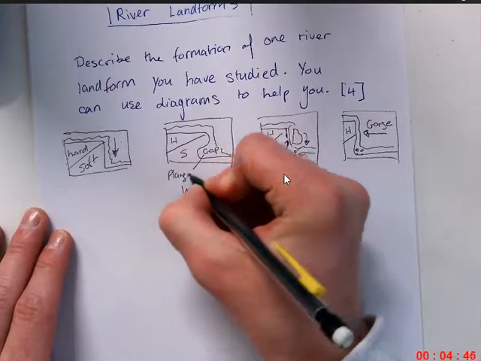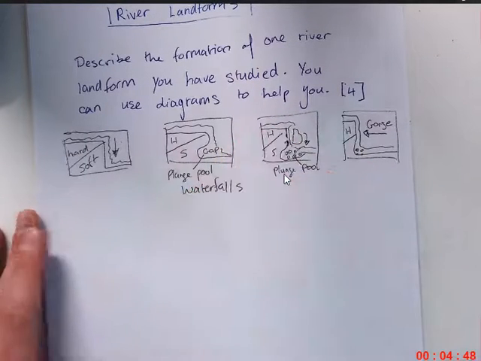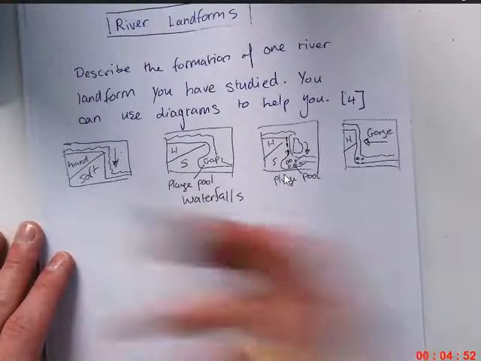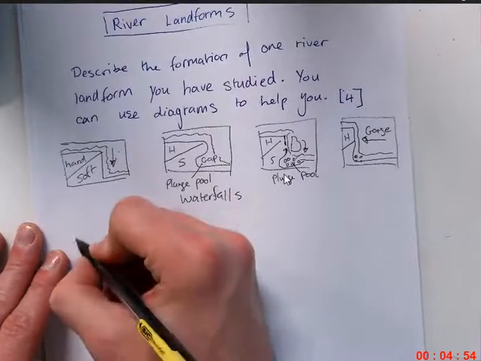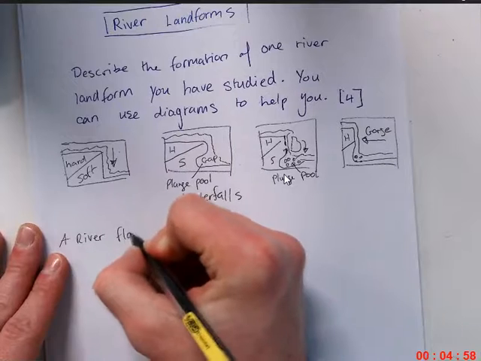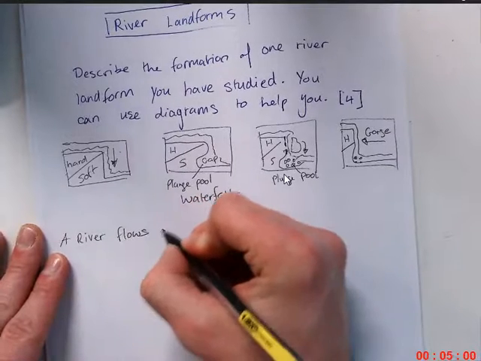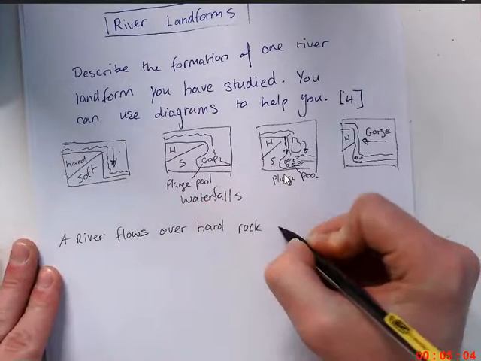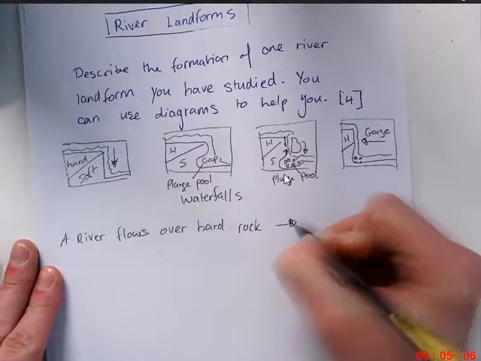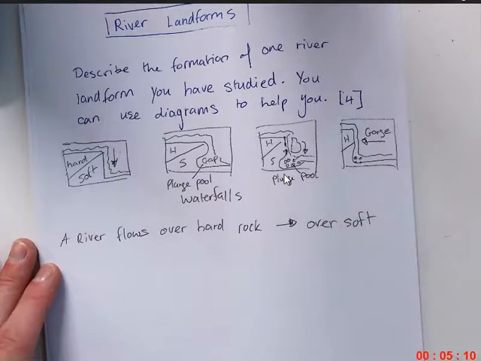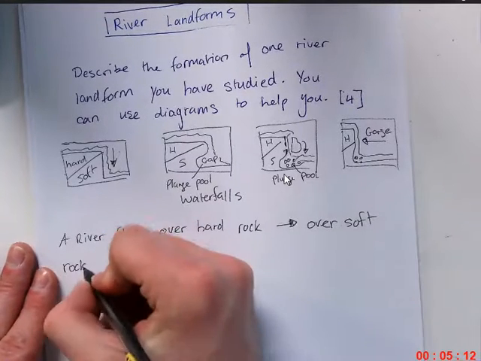Now we need to write our answer, and we're going to try and do it very quickly, and I'm going to get you to help me out with this. So what's the first thing that happens? River flows over what type of rock first? Flows over hard rock, and then over, and you can fill in the arrow, and then over soft rock.